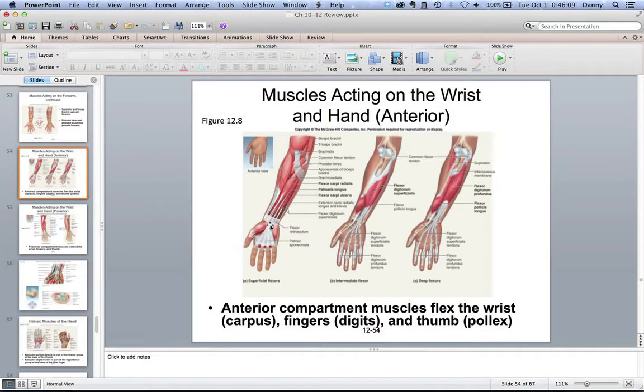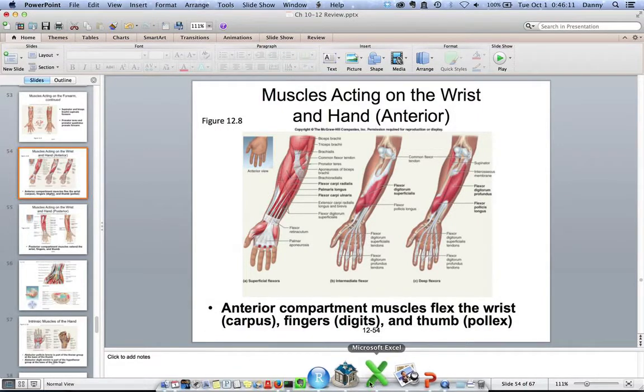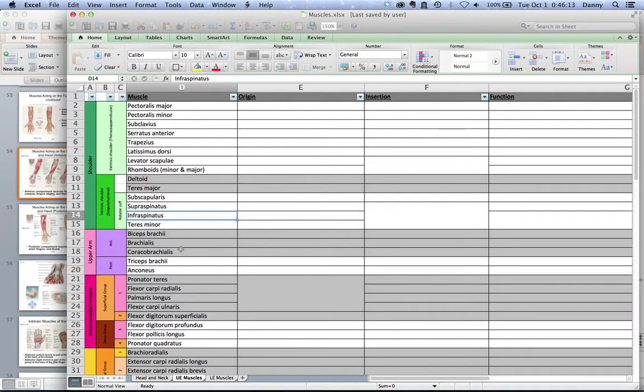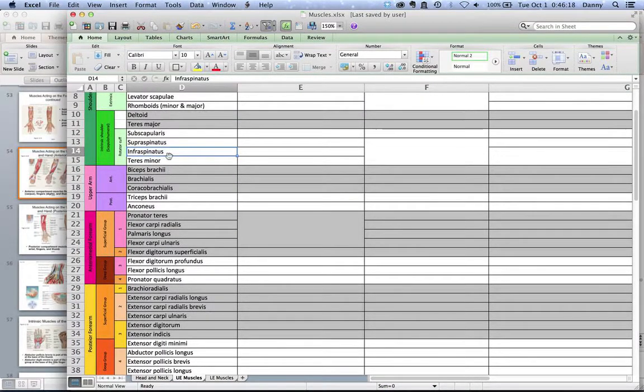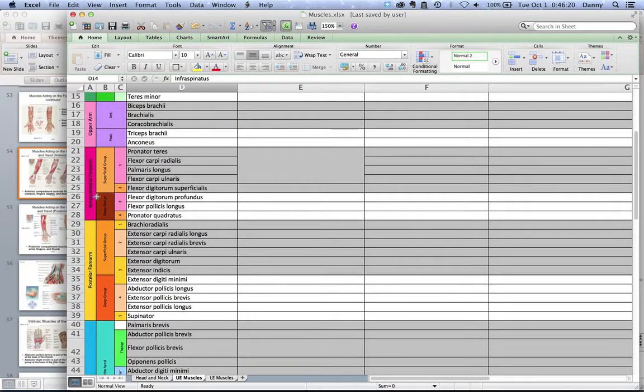This is all anterior region of the wrist. So if you look at the Excel spreadsheet, anterior region of the forearm. So here you've got anterior medial forearm, superficial group. Again, these are all listed here.